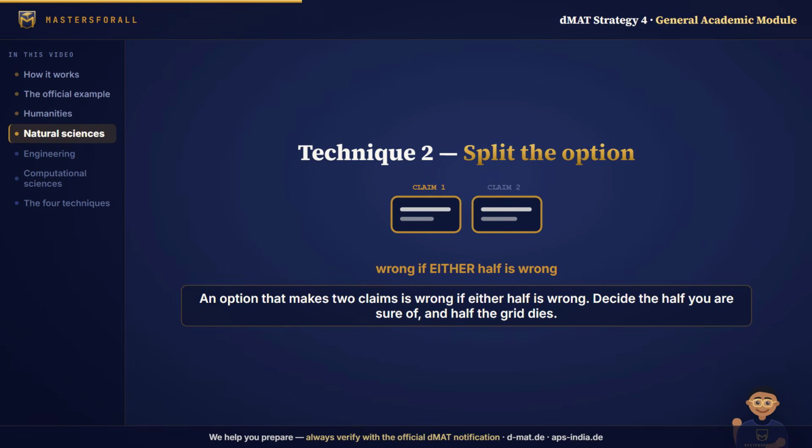And this shape is everywhere in the official set. Exercise 1, question 2, exercise 3, question 1, exercise 2, question 5. So the move never changes. Pick the half you are surer of, kill everything that fails it, and only then think about the other.